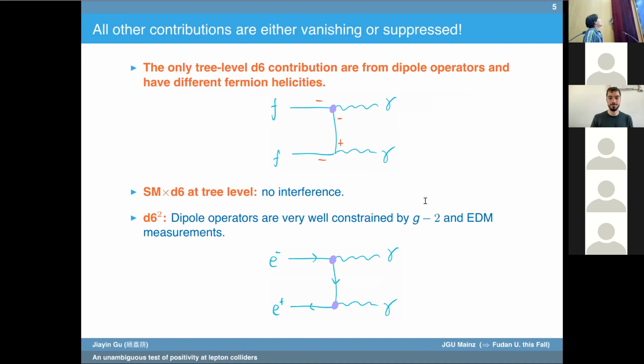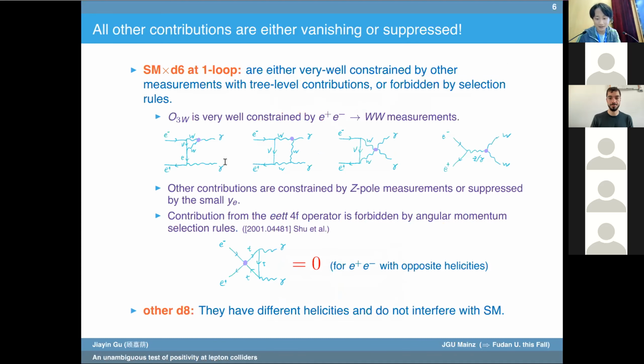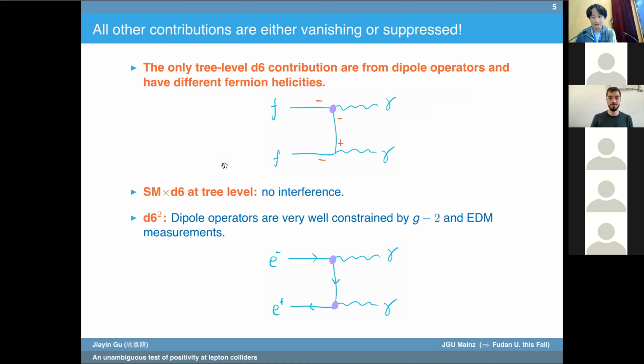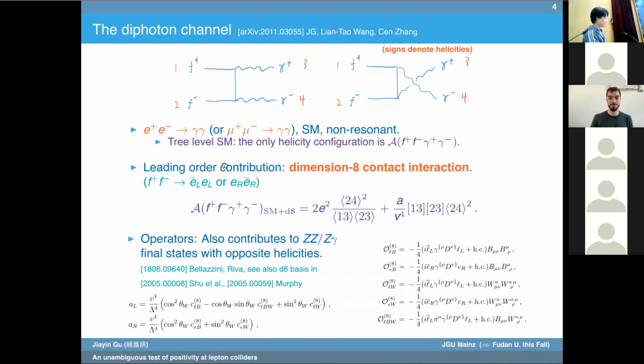Okay, so as we know, normally the dimension 6 contribution would. Is there a way to make this disappear? I guess not. Go back. Okay.